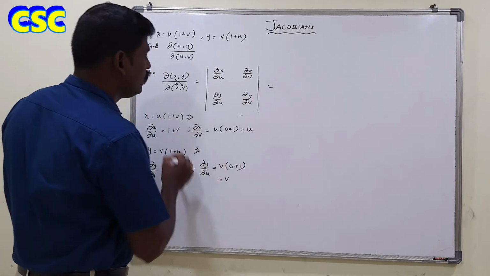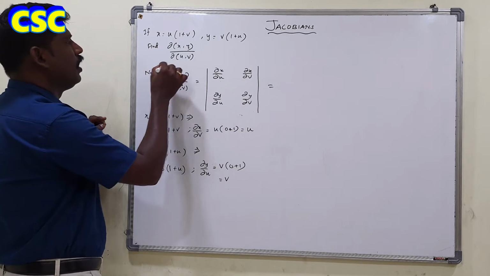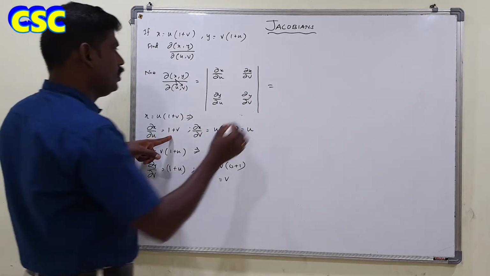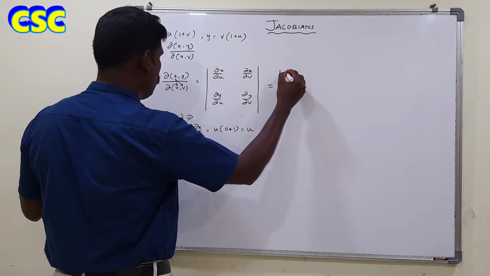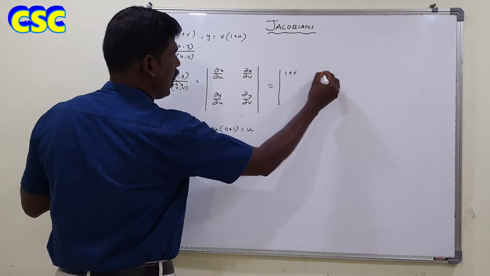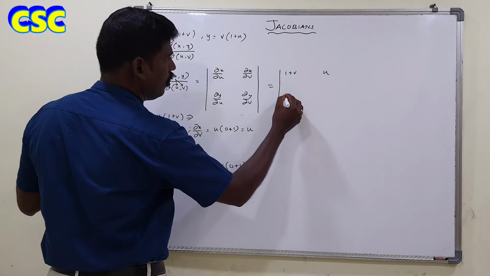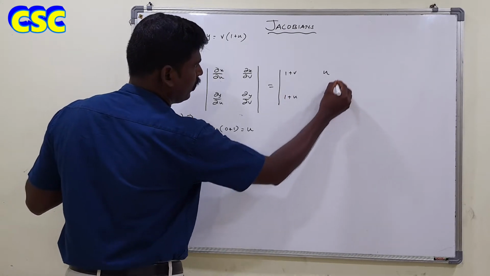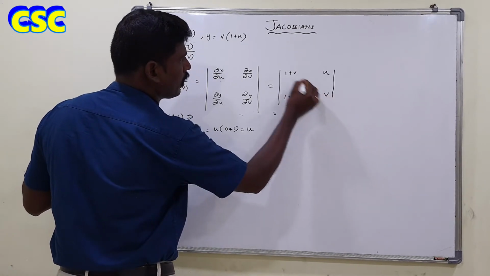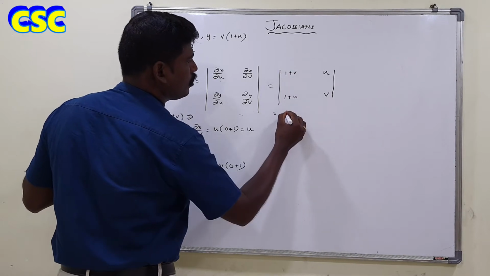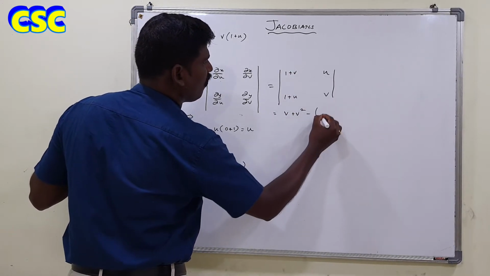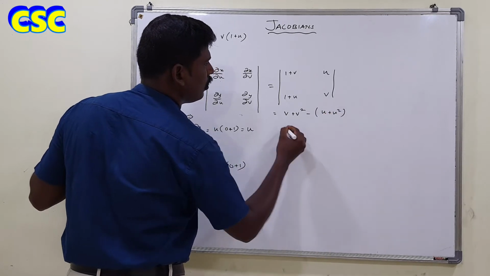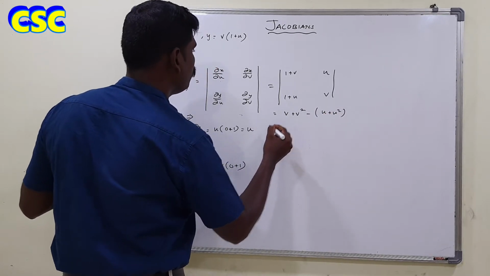So substitute all these four values here, you can get the value of this one. So what is this value? dou x by dou u, 1 plus v, and then u. Here 1 plus u and then v. So taking the determinant value, cross multiplication, v plus v square minus u plus u square. Is it right?